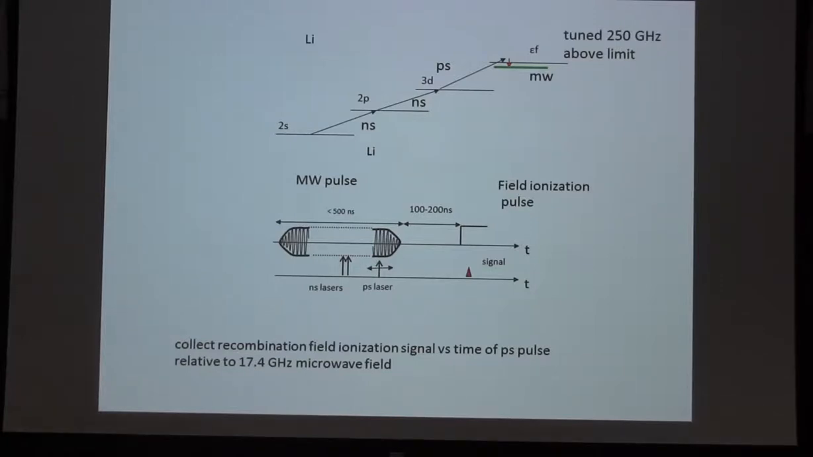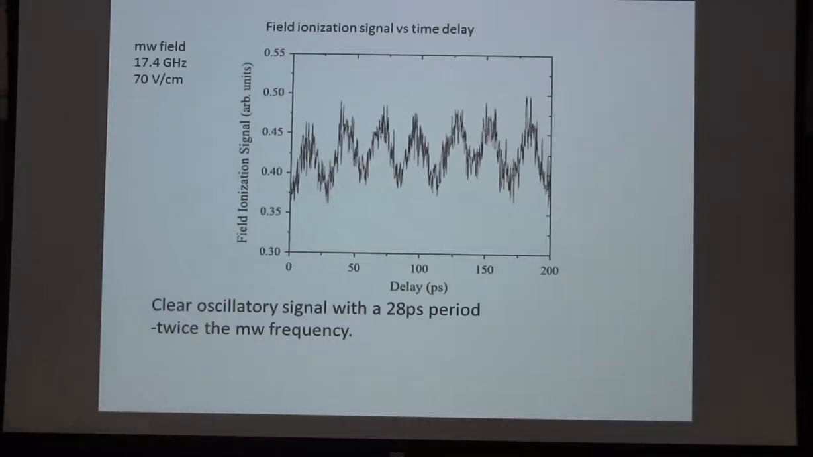Experimentally, we do this by exciting lithium with 2 nanosecond lasers. The picosecond laser goes about 250 gigahertz over the limit. And then we phase-lock a picosecond laser to the microwave field and move it around in time, and then look for the bound atoms later. So if this picture that I've just given you is right, there ought to be a phase dependence. And actually you can see the phase dependence. In fact, there's a clear oscillatory signal. These are the bound atoms detected subsequent to picosecond excitation in the microwave field. And basically it shows the 28 picosecond oscillation, which is twice the microwave frequency.